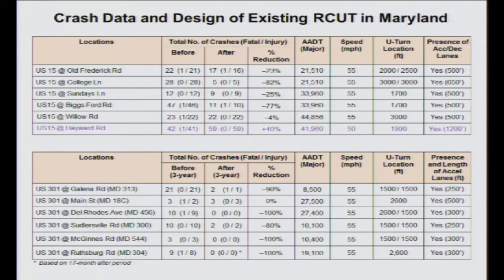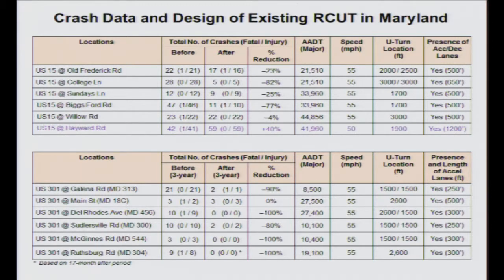Not every intersection sees improvement. There's one particular intersection right here that actually sees an increase in fatal injury crashes. And that increase is due, we think, to insufficient distance of the U-turn offset. These two intersections are next to each other, and their ADT levels are similar. But this one sees a 4% reduction in crashes, and this one sees a 40% increase.